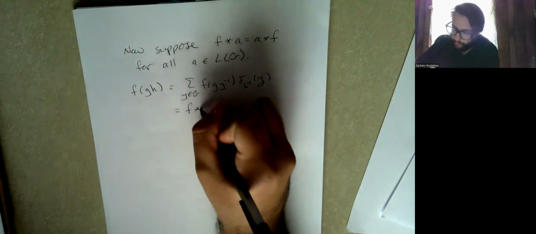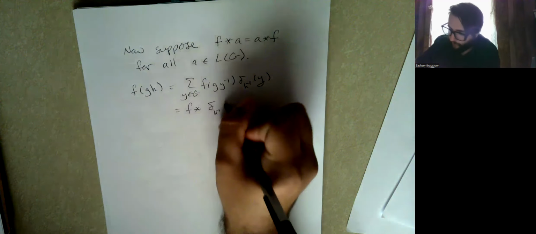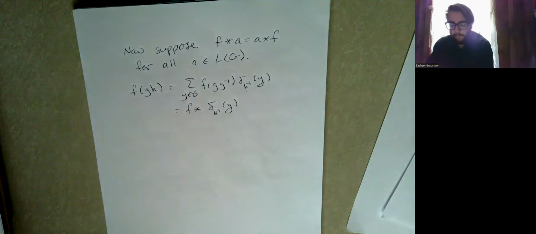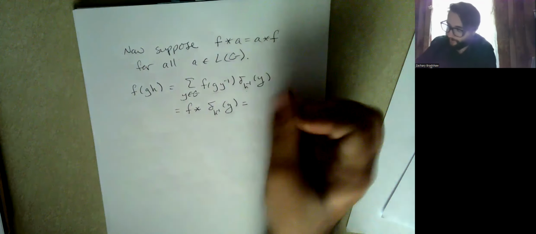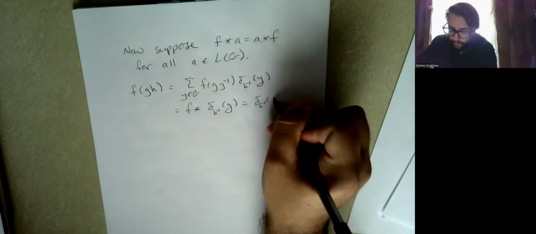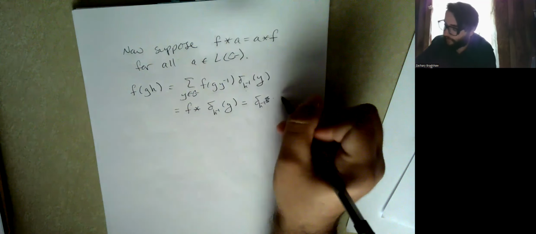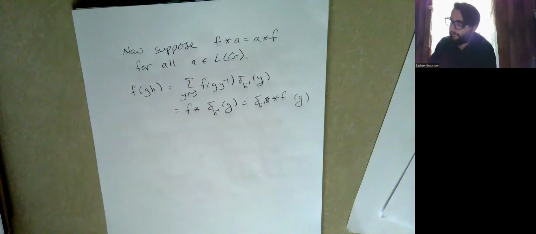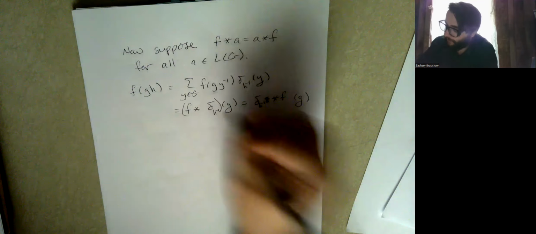So this is equal to F convoluted with delta H inverse of G. Right, so this is the definition of a convolution. And then this is equal to, since F commutes with every element of the group algebra, delta H inverse convoluted with F applied to G. So we should be thinking about this like this.